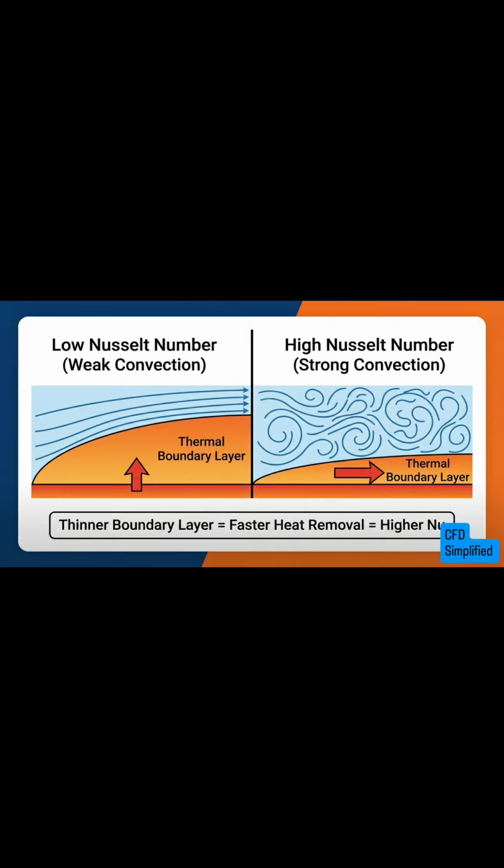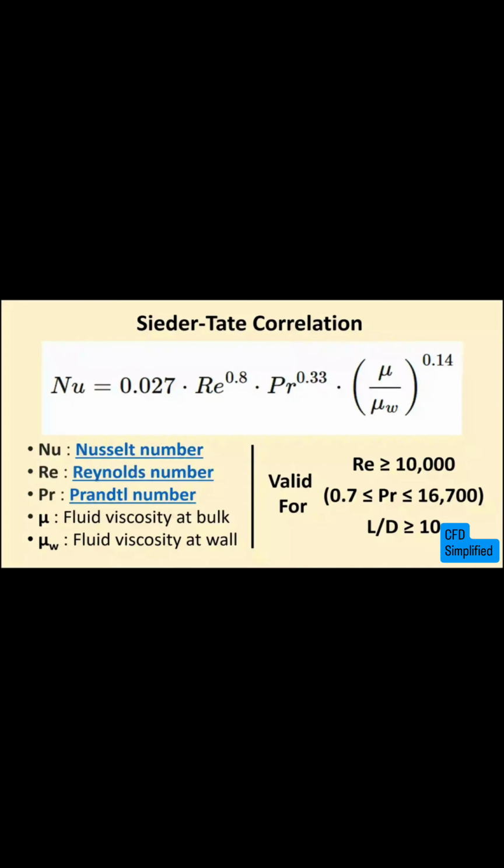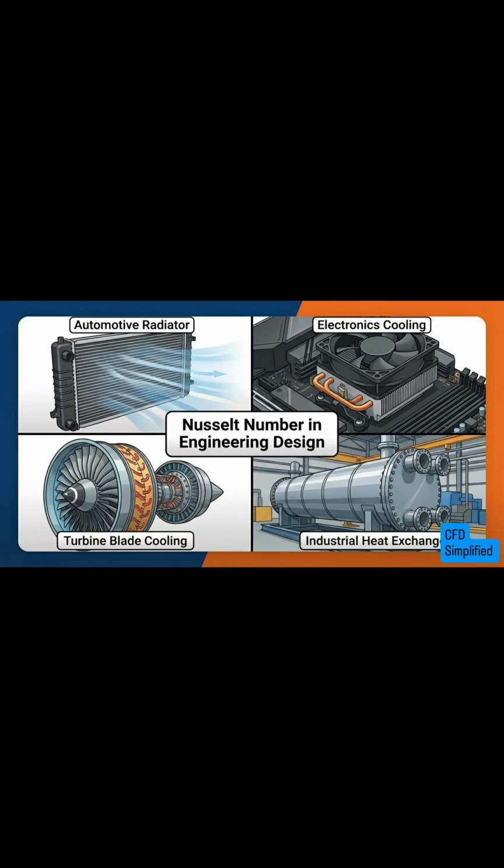Let's understand the physical meaning. Imagine fluid flowing over a heated surface. Near the wall, a thermal boundary layer forms. A thin boundary layer leads to strong convection, and it gives a high Nusselt number. A thick boundary layer leads to weak convection, and results in a low Nusselt number. So the Nusselt number is basically a measure of how well the fluid removes heat from a surface. This is extremely useful in heat exchangers, electronics cooling, turbine blade cooling, and automotive thermal management.